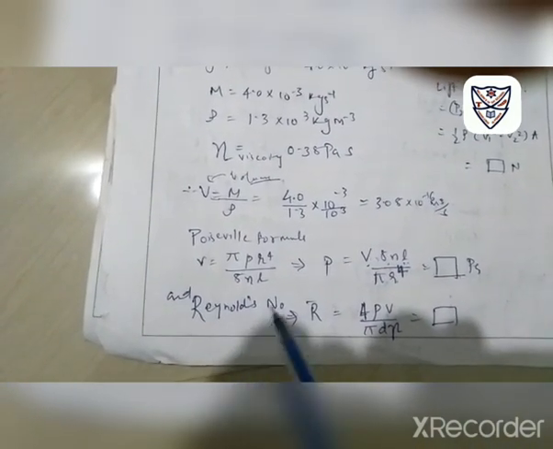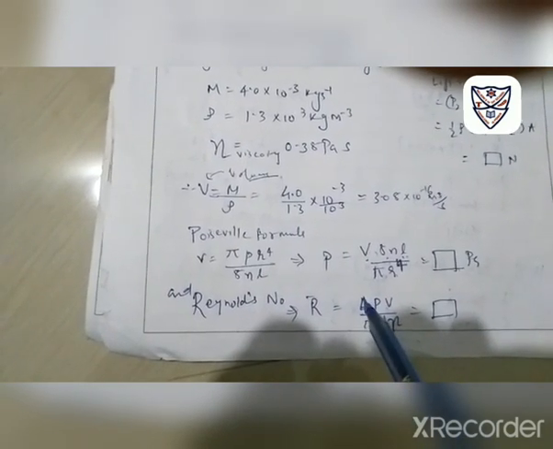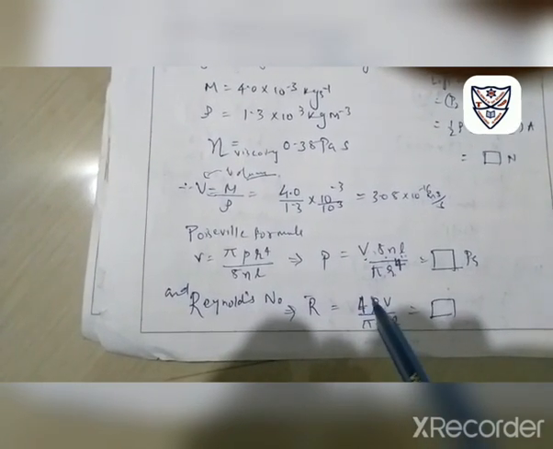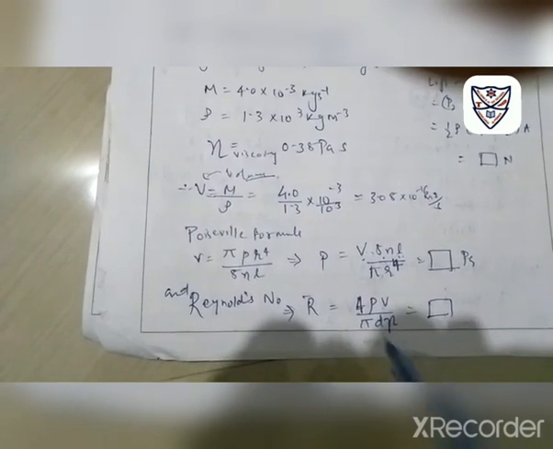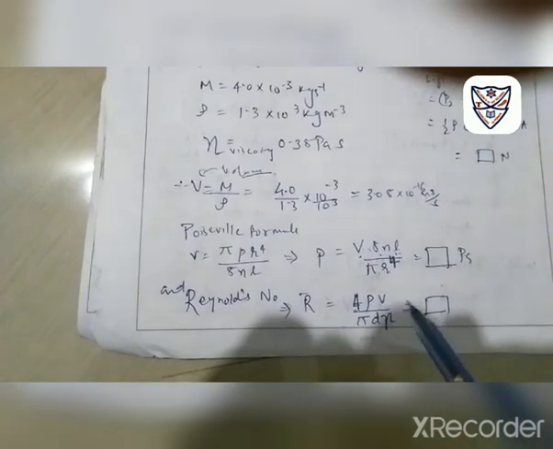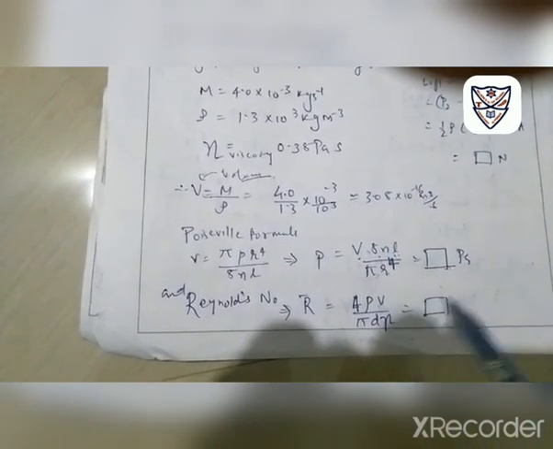Now the other thing we have to find is the Reynolds number. So directly again you can apply the formula for the Reynolds number, which is rho V d upon viscosity eta. All these values are known. I want you to place the values here and find the answer.